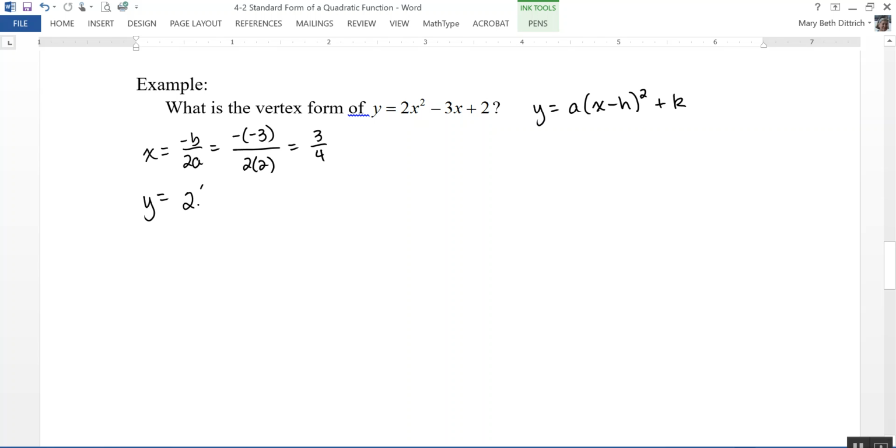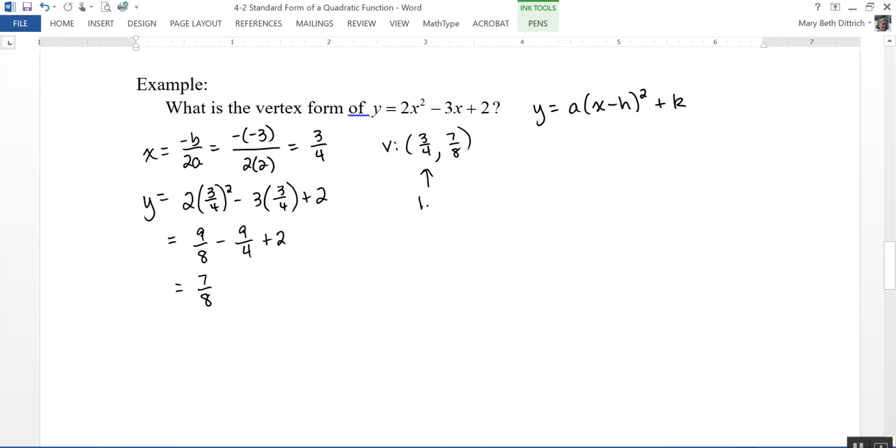So 2 times 3/4 squared minus 3 times 3/4 plus 2 gives me 2 times 9 over 16, which is the same as 9/8 minus 9/4 plus 2. Using my calculator and then putting it back into fraction form gives me 7/8. So my vertex is the point 3/4, comma 7/8.